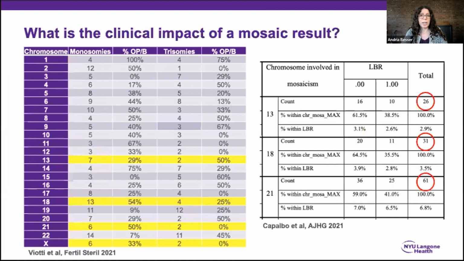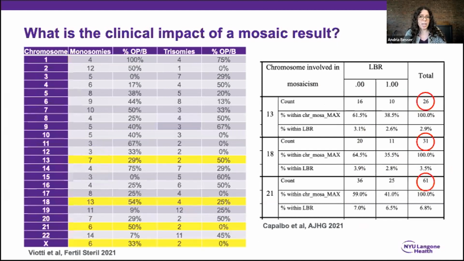So what is the data showing? Unfortunately, it's very limited because you can imagine how many embryos it takes to find enough that are mosaic for each individual chromosome number. So all of the outcome studies are just vastly underpowered to draw any kind of conclusions when it comes to specific chromosome results.